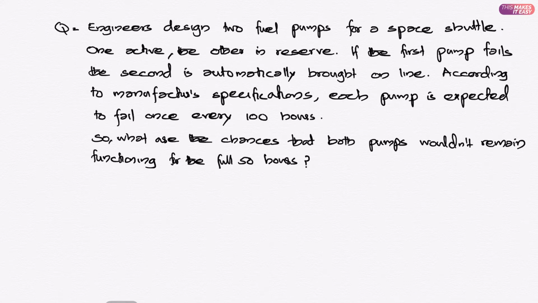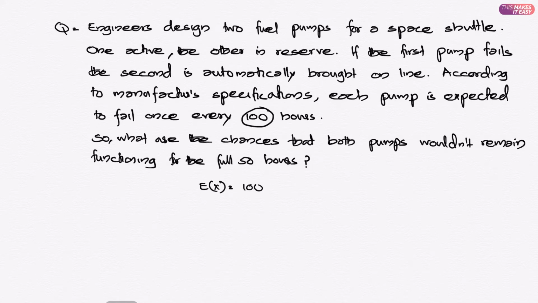According to the manufacturer's specifications, each pump is expected to fail once every 100 hours. So what are the chances that both pumps, the complete fuel system, would not remain functioning for the first full 50 hours? We are given that the life of the pump on average is 100 hours. So the expectation is 100. This is for each pump.